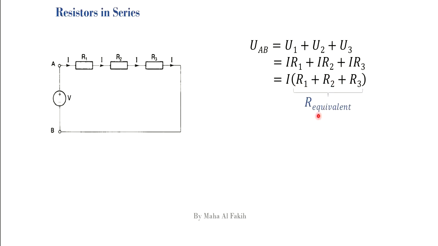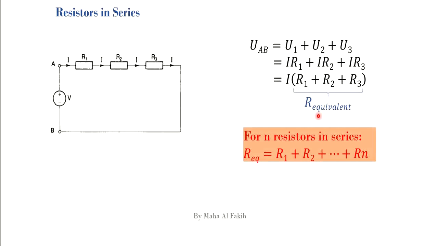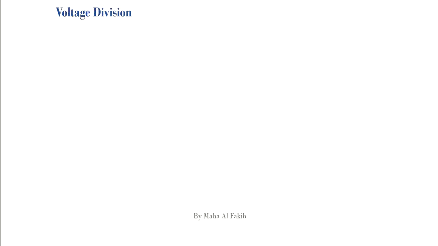Now in general, if we have n number of resistors that are connected in series, we can write the equivalent resistance, which will have the value of R equivalent is equal to the sum of all the individual resistances. So R equivalent will be equal to R1 plus R2 until reaching Rn. When talking about resistors that are connected in series, we are talking about a voltage divider circuit, where we can use the voltage division rule.